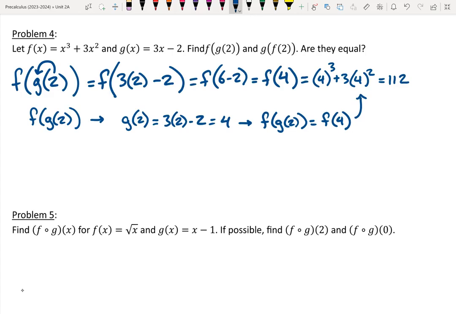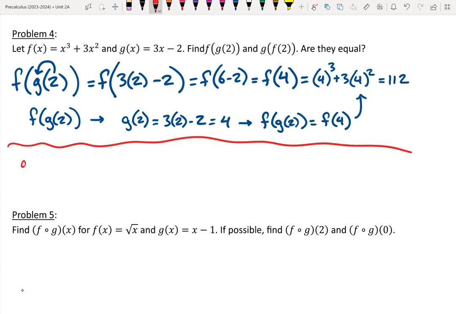Either way, doesn't matter. So what I want you guys to do now is flip it. We did f of g of 2. I want you to now do g of f of 2. Whichever way makes easier sense to you, go ahead and find that value, please.